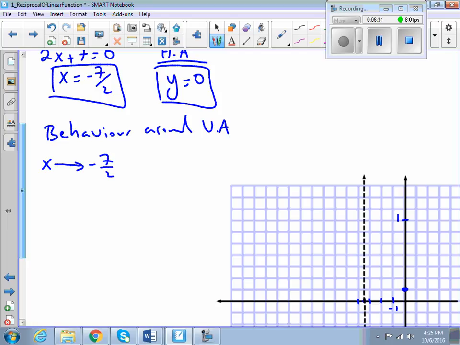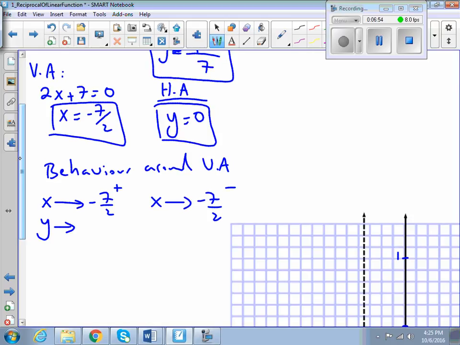So the way I show right-hand side and left-hand side, I show a little plus on top. That means from the right-hand side. And if I say x approaches -7/2 with a little negative sign on top, then that means they're approaching it from the left-hand side. Okay? So what it means is that now I want to figure out what my y approaches. So what I do is I sub in a value into my function close to -7/2.